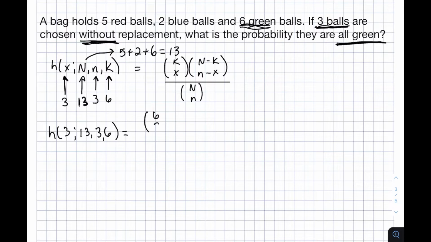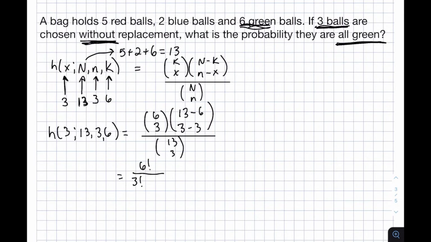This is 6 over 3. This is 13 minus 6, 3 minus 3, all over 13 and 3. This is 6 factorial over 3 factorial times 6 minus 3 is 3, so this is 3 factorial. This 13 minus 6 is 7, and 3 minus 3 is 0, so the denominator is going to be 7 minus 0, which is 7 factorial, so that just means this part is 1.